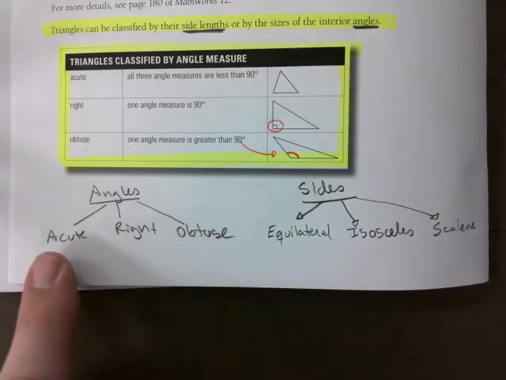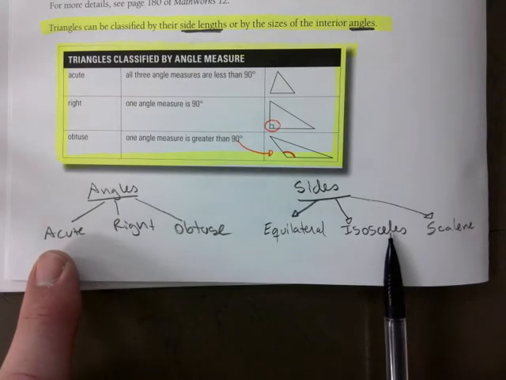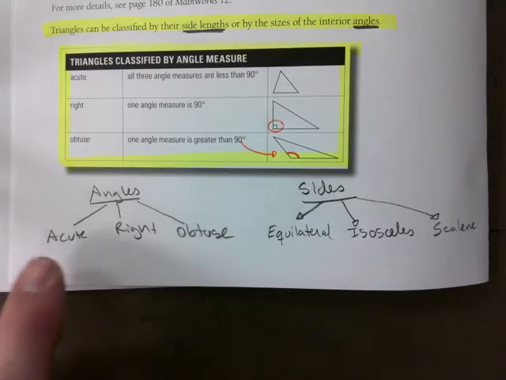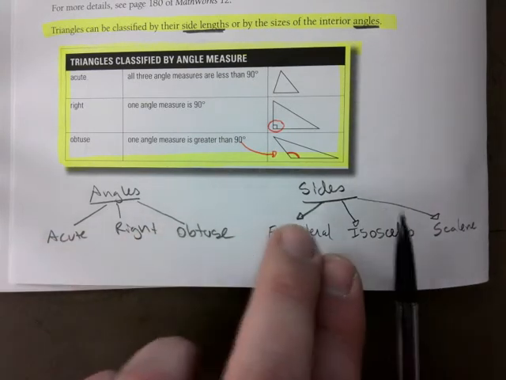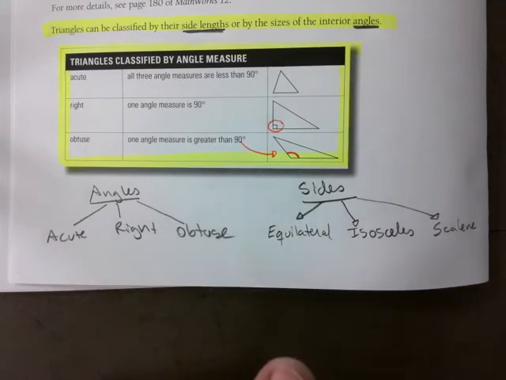So it could be an acute isosceles, right? It could be an acute scalene, and so forth. So it's always first name, last name. It doesn't matter if you flip it to me. It sounds weird, but it doesn't matter to me as long as they show up, right?